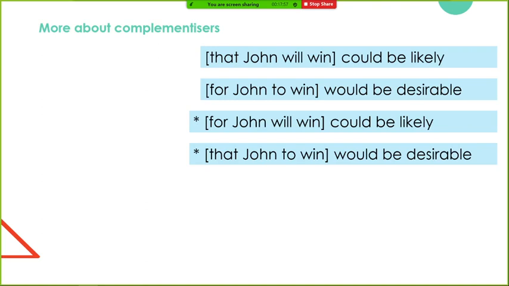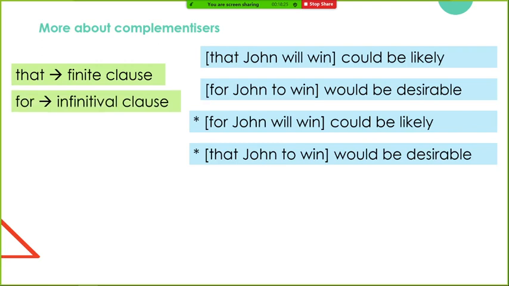They go in the same structural position, but what's different about them is which kind of clause they introduce. That is a complementizer that can only introduce finite clauses, and you can't get it introducing a non-finite clause like John to win. For, on the other hand, is a complementizer which only ever introduces non-finite clauses like John to win, and you can't get it in front of a finite clause like John will win.